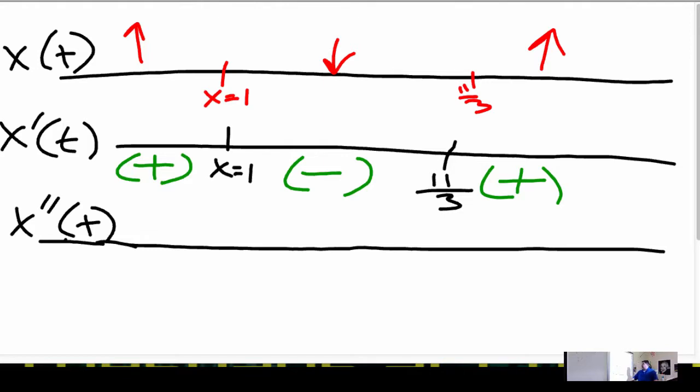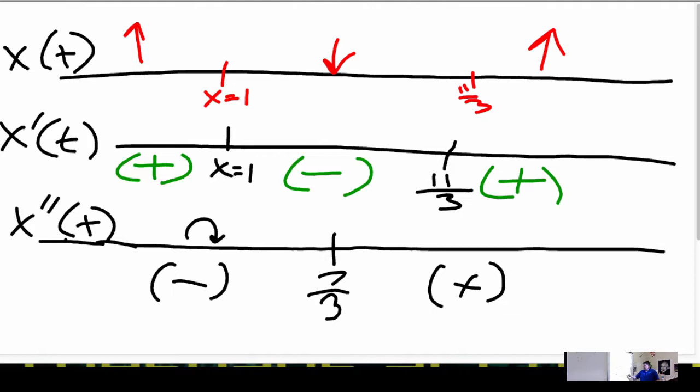So where does 7/3 occur? Between 1 and 11 over 3. Yeah, it's somewhere in the middle here, right? Sure. And we said it was negative here, right? Which means it's concave down. And then we said it's positive here, which means it's concave up. All right, we're almost there.